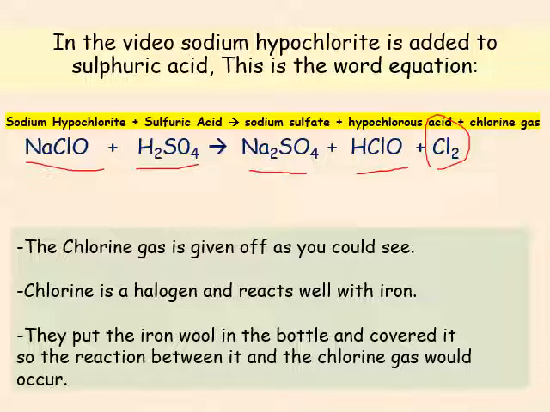Now, the chlorine gas in the atmosphere in the bottle reacted with the iron, because like I said before, chlorine reacts really well with iron, and the energy added allowed a chemical reaction to happen between the chlorine gas and the iron. Okay.